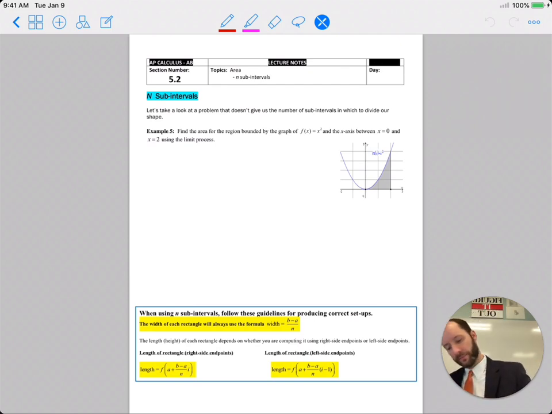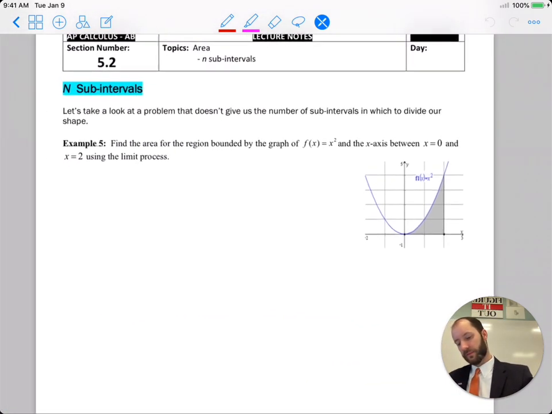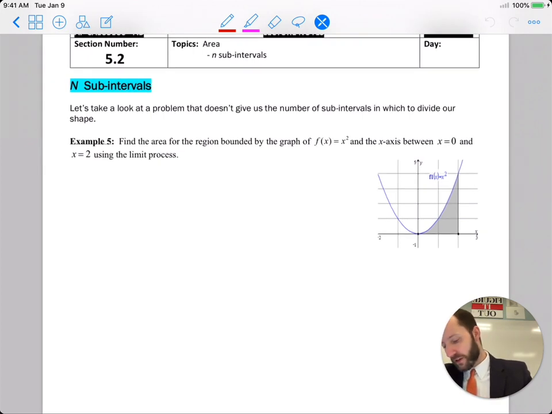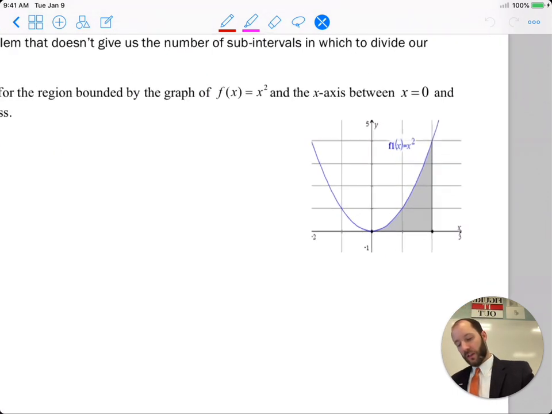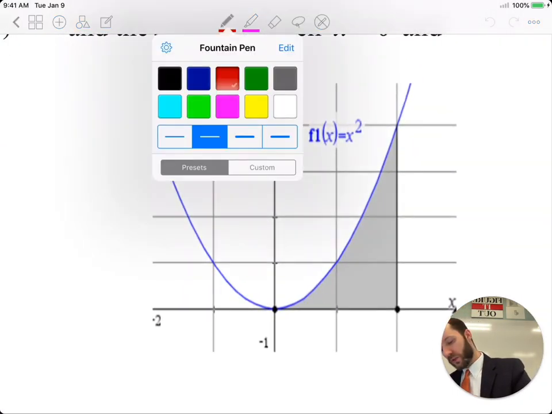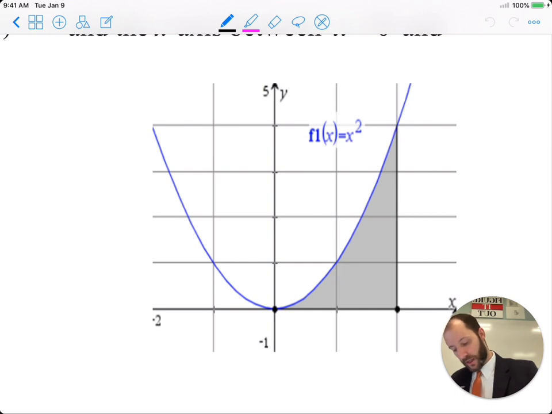So, this example. Find the area for the region bounded by the graph of x squared and the x-axis between 0 and 2 using the limit process. So what we're going to do is we're going to use infinitely many rectangles. And the width of each rectangle. Remember, to find area, you need width times height. We have height, x squared, we need width.